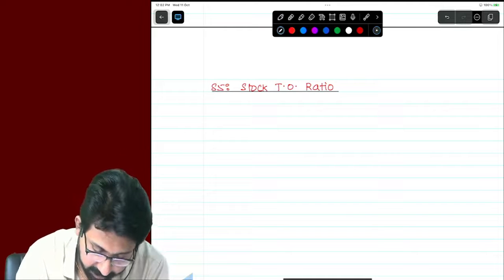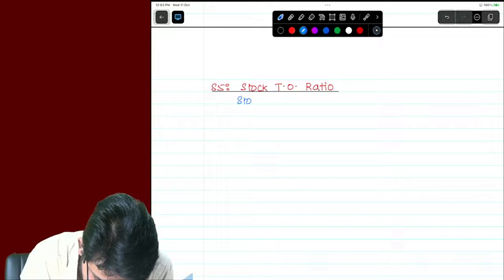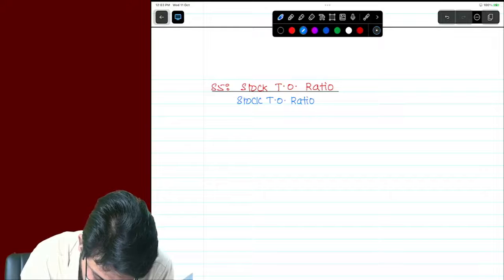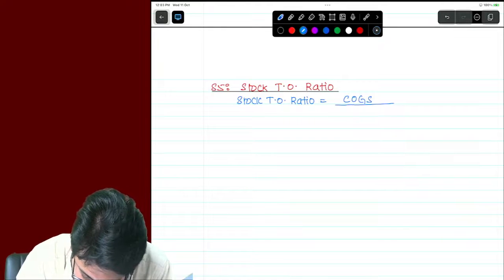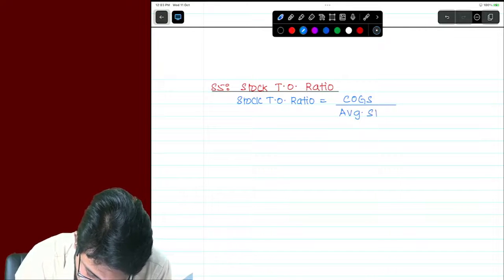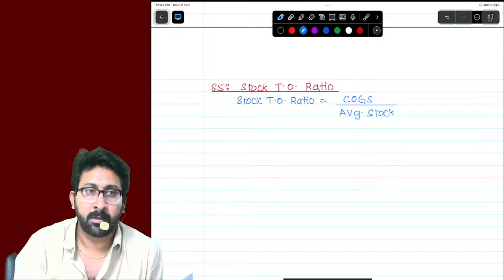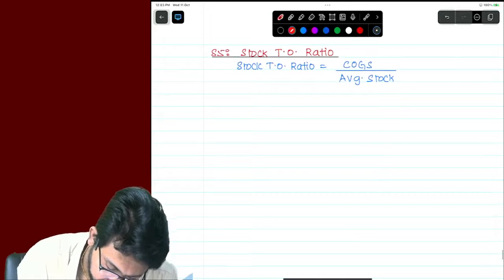Stock turnover ratio. Tell the formula first. Stock turnover ratio equal to cost of goods sold divided by average stock. Write down the format as it is. Workings we will show below.